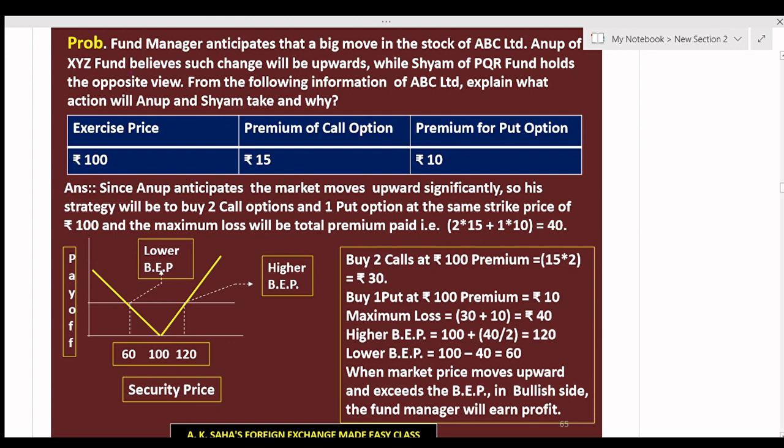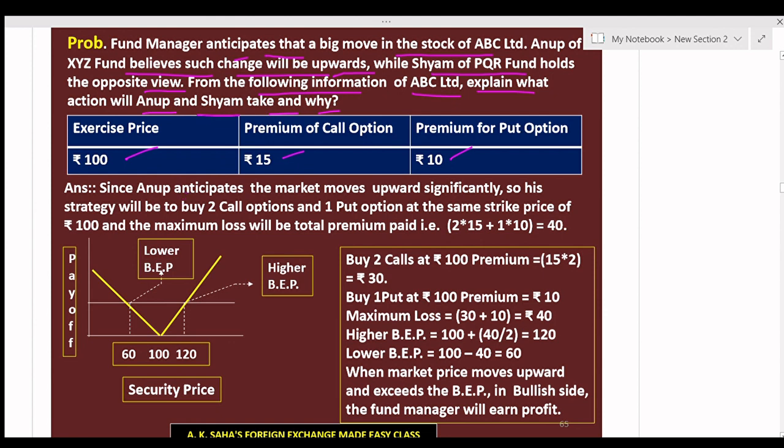Problem: a fund manager anticipates a big move in the stock of ABC Limited. Anup of XYZ fund believes such change will be upward, while Sham of PQR funds holds the opposite view, that is, moves downward. From the following information of ABC Limited, explain what action Anup and Sham will take and why. Given data: exercise price is rupees 100, premium of call option is 15 and premium for put option is rupees 10.